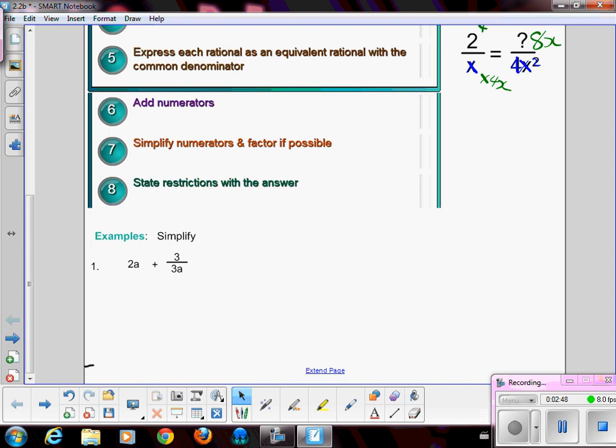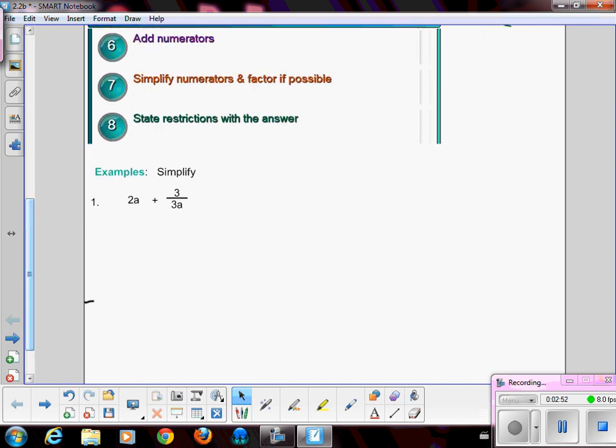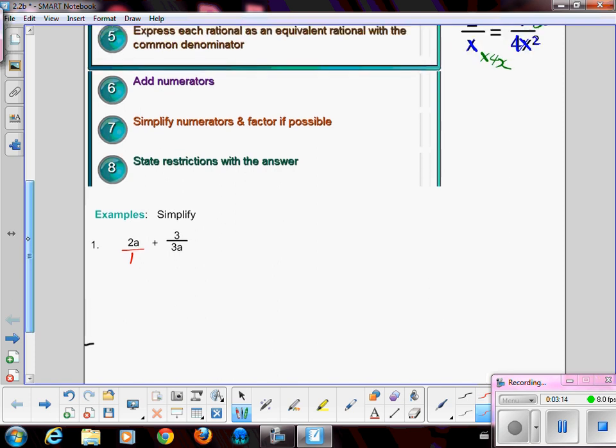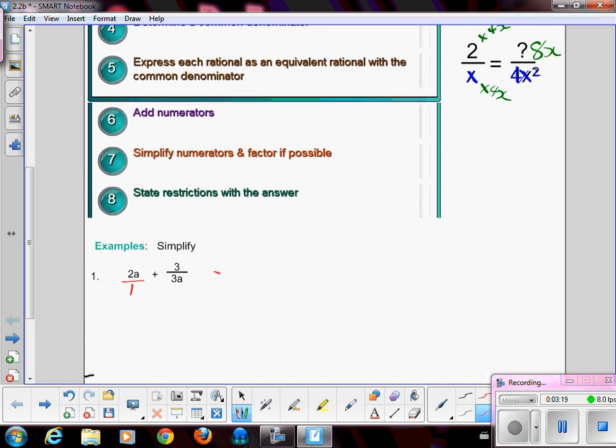So let's look at one of the, I'm going to call them baby questions, in the sense that it looks easy, and sometimes those are the hardest ones. So when I look at this, first of all, I have 2a and I want to add it to 3 over 3a. So just like when I'm adding fractions, I'm going to put the 2a over 1 and leave the other one the way it is right now. So I can't factor, but I can state restrictions. My restriction is a cannot equal 0.